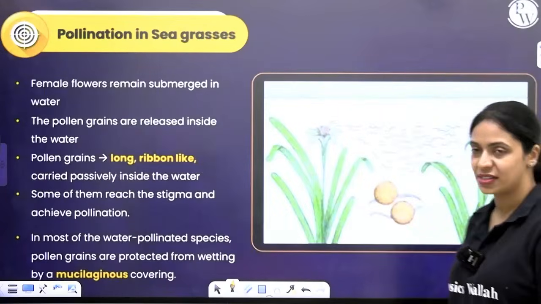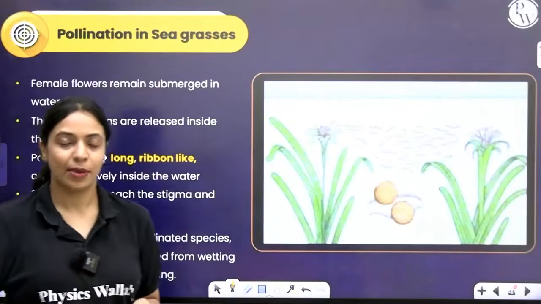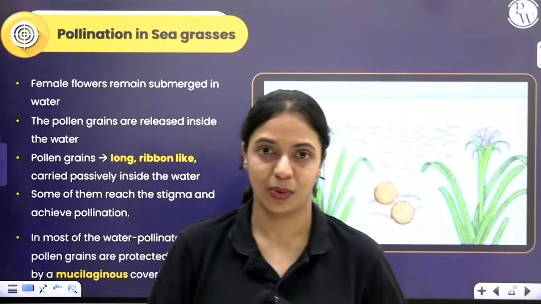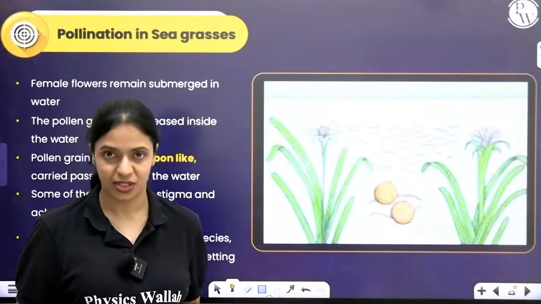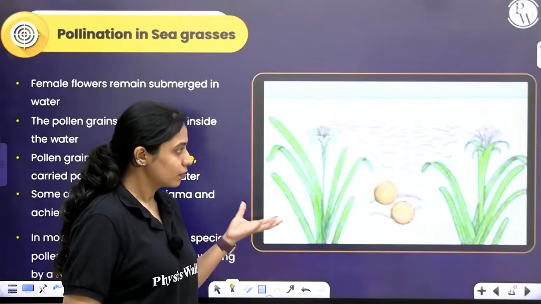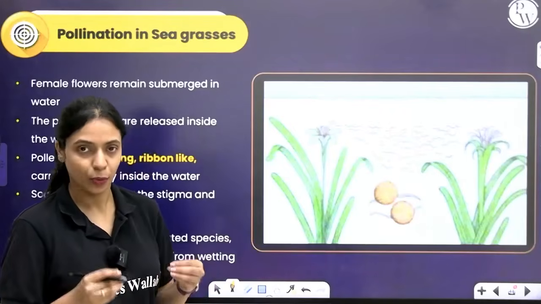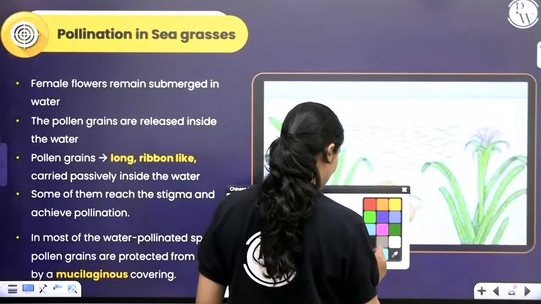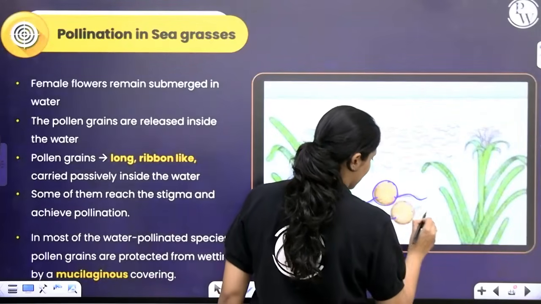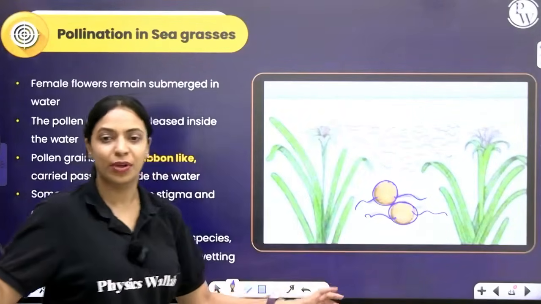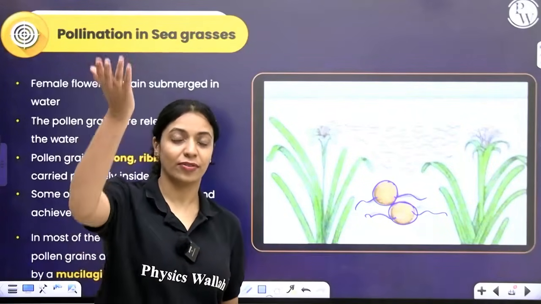If you talk about sea grasses, over here this is a monoecious plant, but the same plant will produce separate male and female flowers. So it is unisexual flowers but a monoecious plant. Here you can see how the male gametophyte, the pollen grains, I'm sorry, not the male gamete, the male gametophyte, will have a long ribbon-like shape. Over here, the pollen grains are not released to the surface of water.